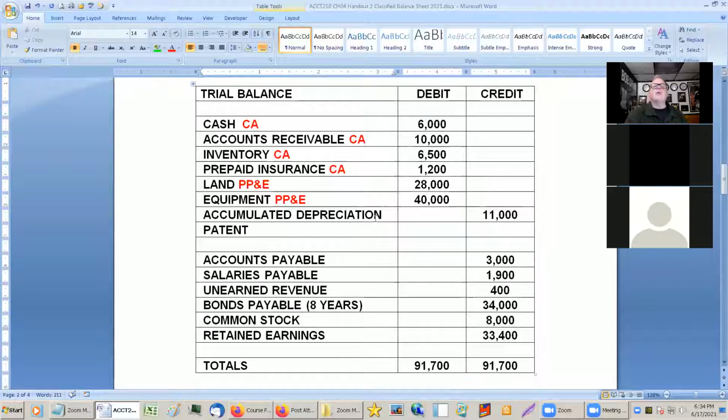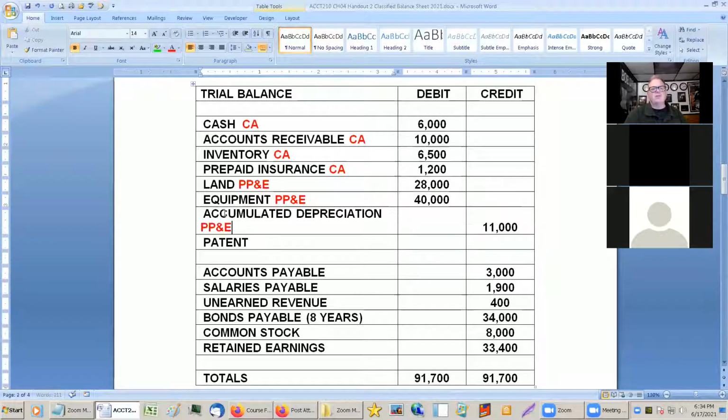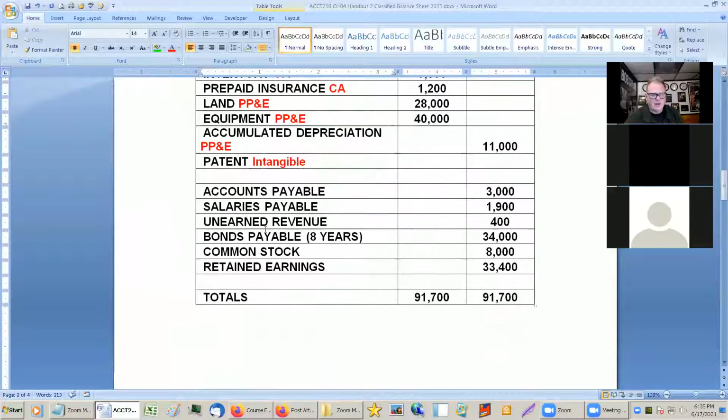Yes. Okay. And the accumulated depreciation, this is going to be a negative, and this is going to go along with the equipment. So this will also be in equipment. Patent. Intangible. Yep. So they don't have any long-term investments. They don't have any other assets, but they have three categories: current assets, property, plant, and equipment, and then the intangible.